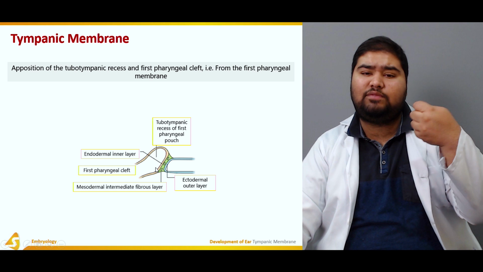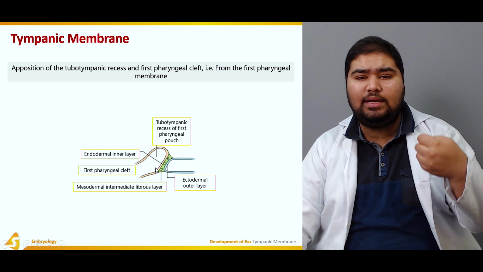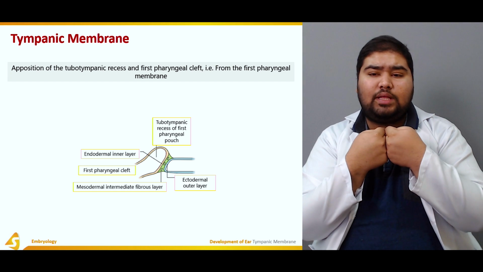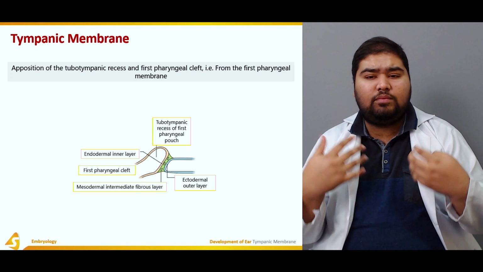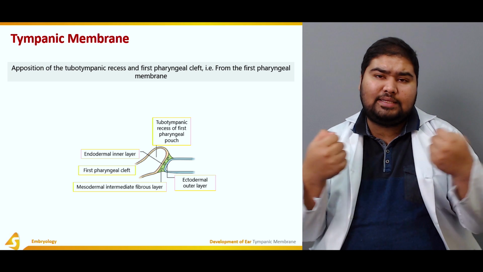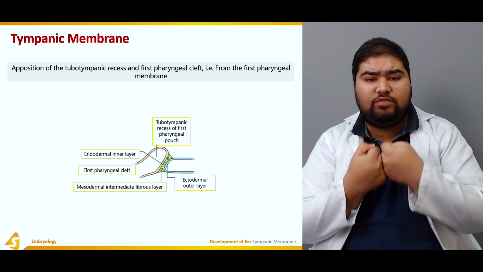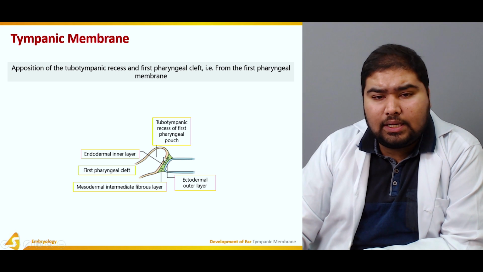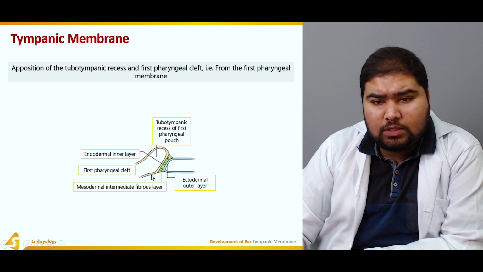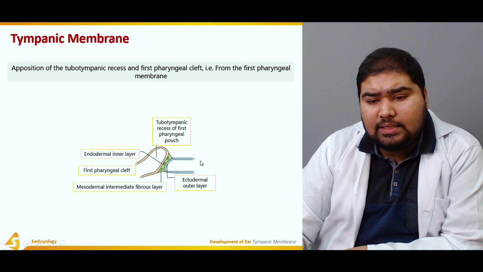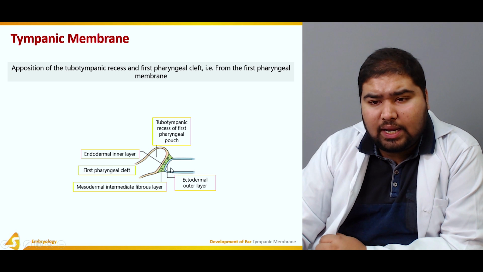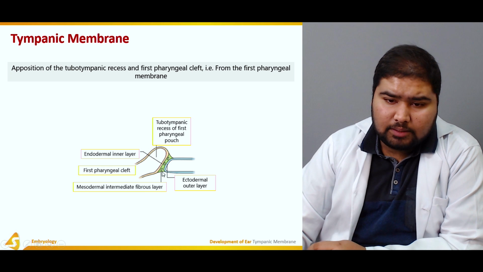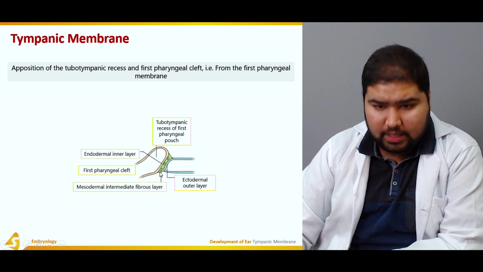If I represent it with my left hand, and the first pharyngeal cleft with my right hand, there's apposition between the two of them. That is from the first pharyngeal membrane. This apposition results in the formation of the tympanic membrane. So referring to the figure again, the pink is the tubotympanic recess, and this in blue is the first pharyngeal cleft. That is the first pharyngeal membrane, and this in green in between is the tympanic membrane.